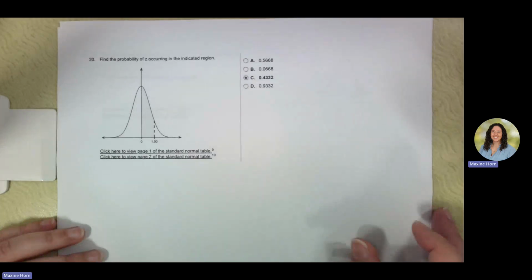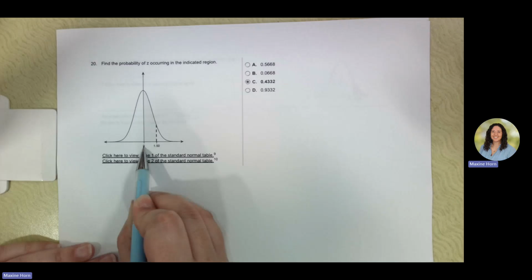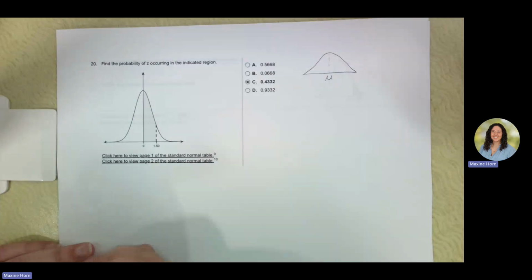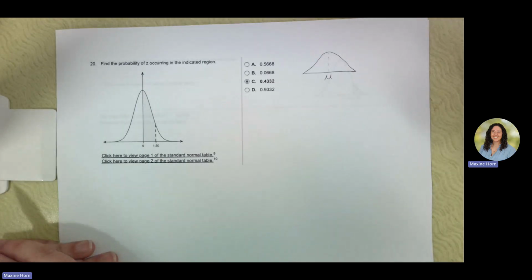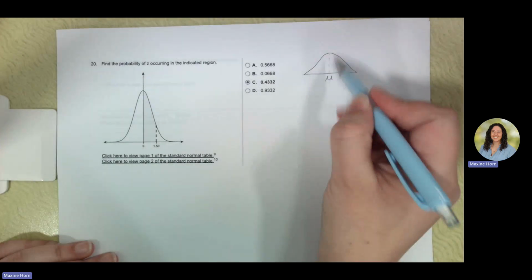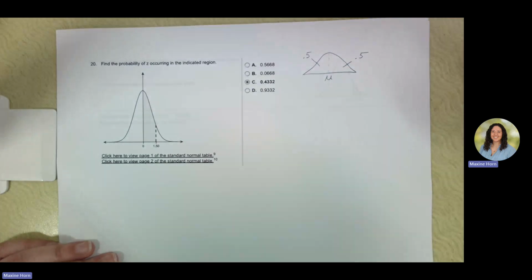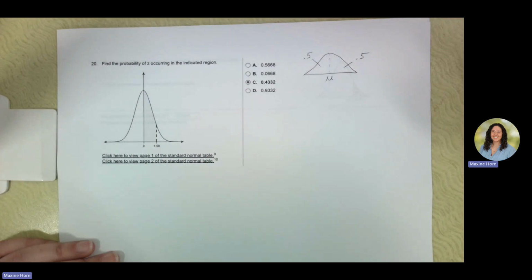All right, find the probability of Z occurring in the indicated region. For this one, we're going to save ourselves some work because what do we have here? A Z-score of 0. Remember, what's right in the middle? The mean. If we go right or left, no standard deviations at all, that's how we get a Z-score of 0. The area to the left of the mean is 0.5. The area to the right of the mean is also 0.5. So we don't have to look this up on a chart because we know already that it's 0.5.